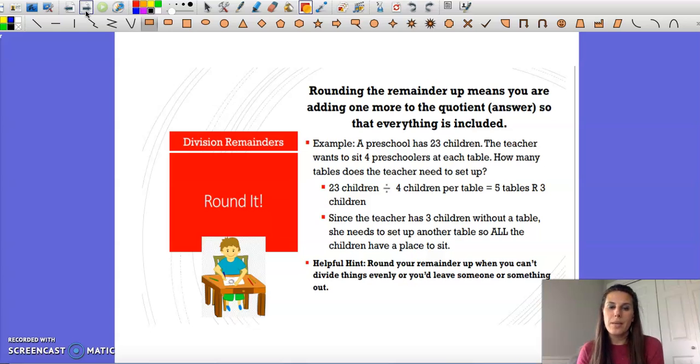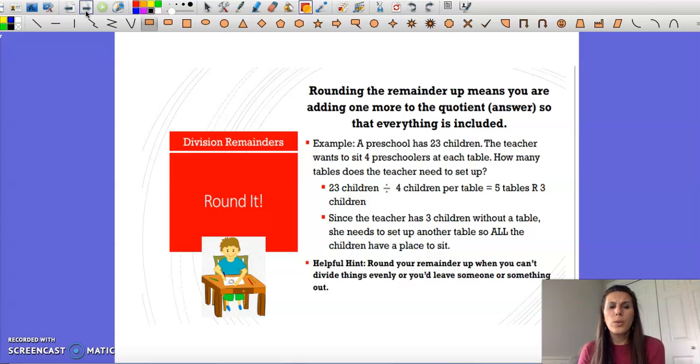Here's a real life example. A preschool teacher has 23 children and the teacher wants to set 4 preschoolers at each table. How many tables does the teacher need to set up? So when you do the math, 23 divided by 4 will give you 5 with a remainder of 3 children. Now, the teacher needs to make sure that all students are at a table, so you will have to round your answer up and the teacher will need to set up 6 tables.